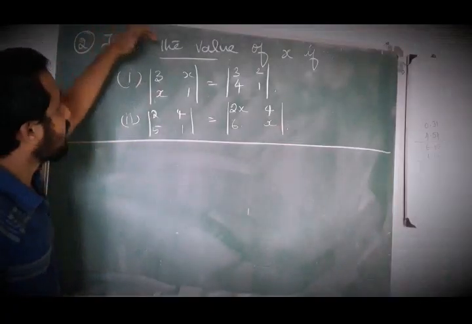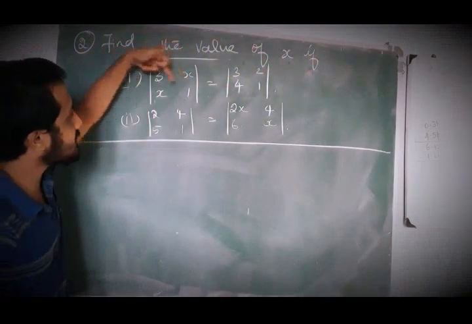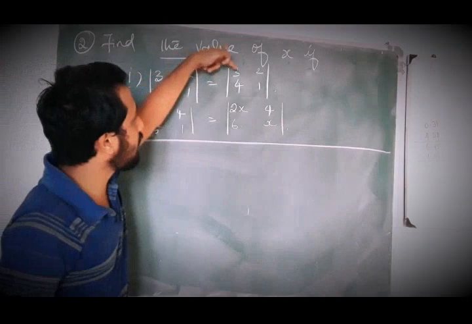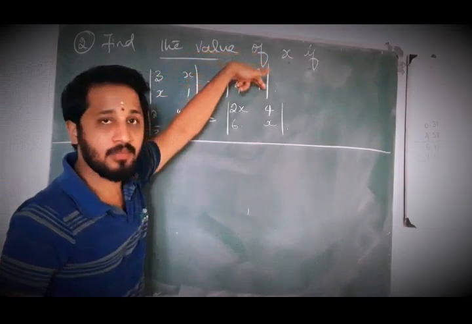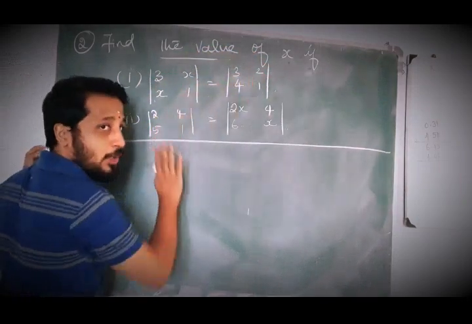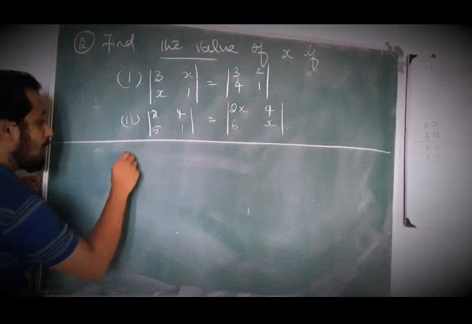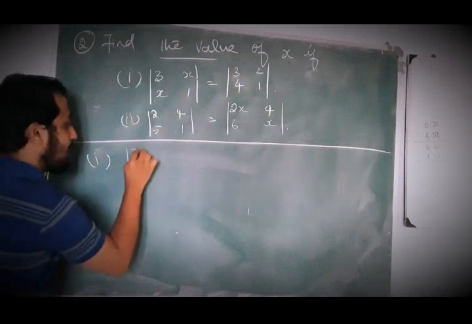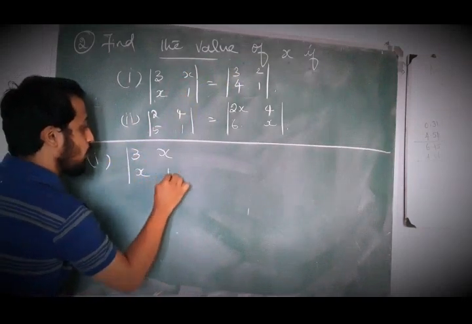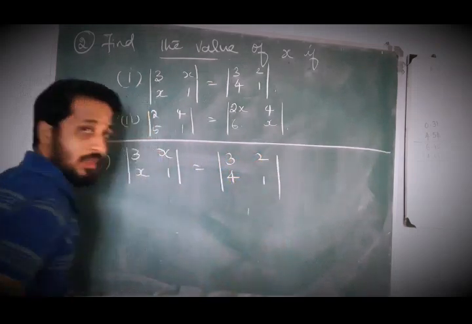Second question. Find the value of x if determinant of x, 3; x, 1 is equal to determinant of 3, 2; 4, 1. We have to find the value of x. Listen, the given matrix is a 2 by 2 matrix, that means a square matrix, so I can find the value of the determinant. Determinant of the first matrix is equal to determinant of 3, 2, 4, 1.